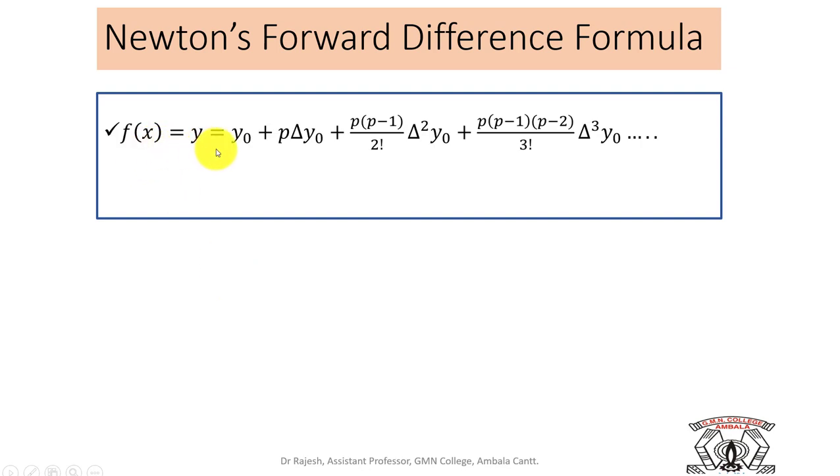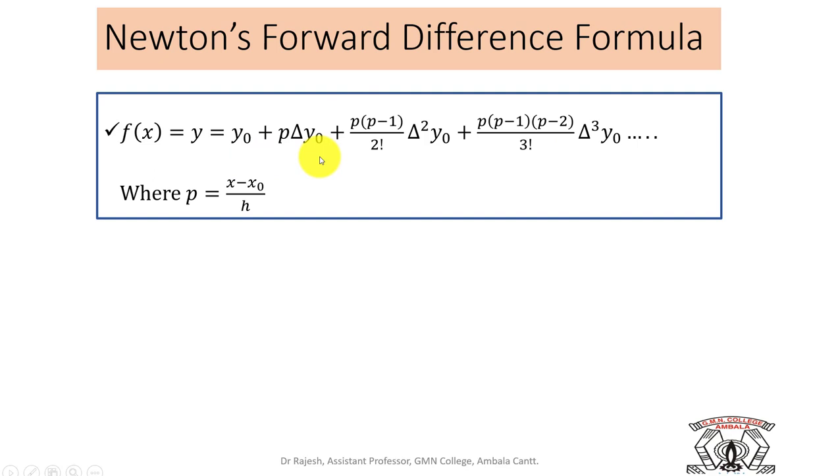It's y naught plus p delta y naught. Delta y naught is the first order forward difference operator. This is the second order forward difference operator. P is defined as x minus x naught by h, and delta cube y naught is the third order forward difference operator. And here is p minus 1 by 2, decreasing, once again decreased, and here is 3 factorial.